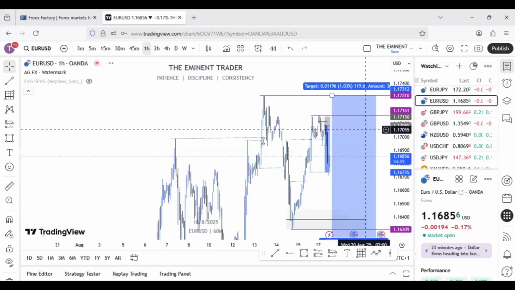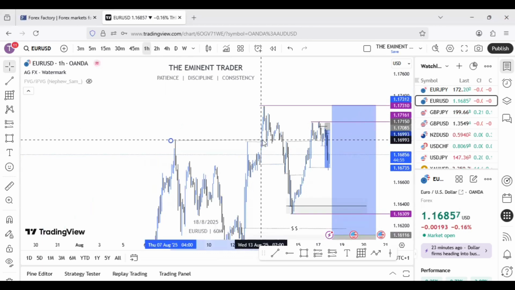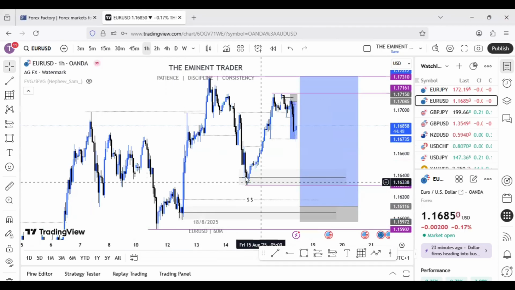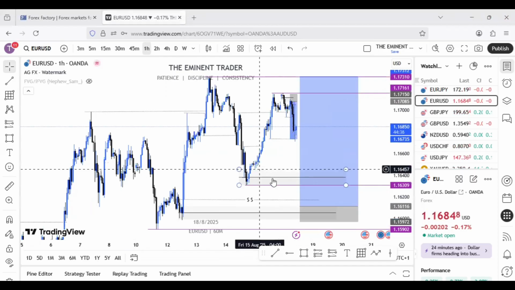Let me zoom out. I'm trying to spend more time on Euro because a lot of people trade it. So this created this break of structure and this high. This has not created a break of structure or another high yet. Do you understand? It has not created another one yet. So it is not valid yet.